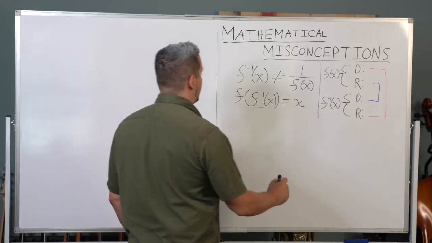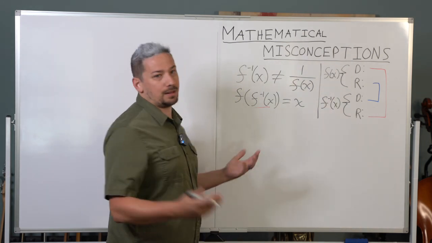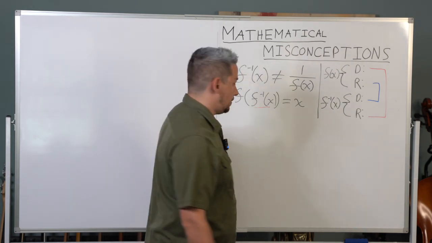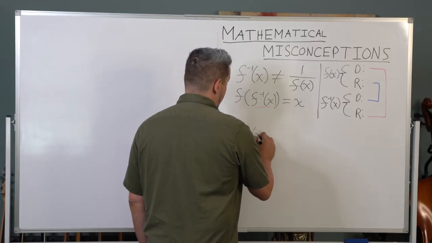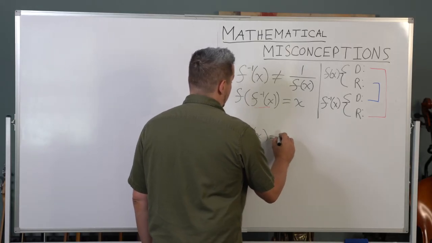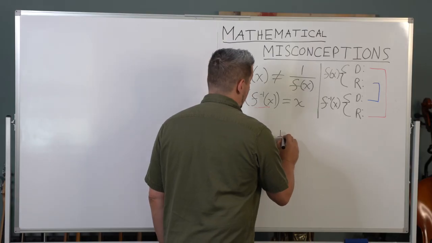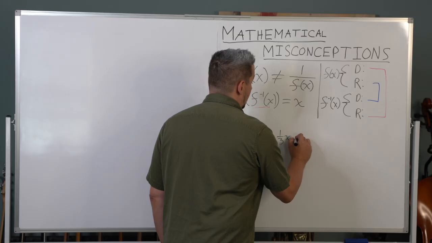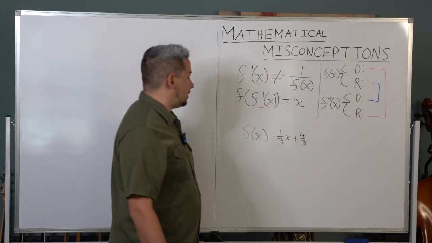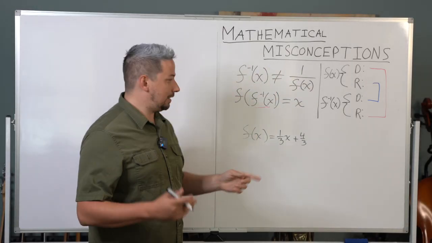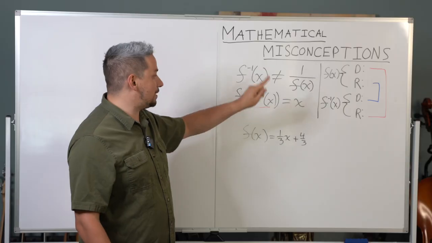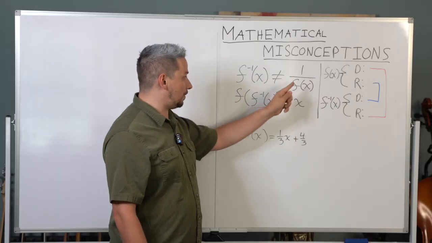Let's go ahead and first define a function. We're going to stick with a linear function today because linear functions are pretty easy to work with. Let's say that we have something such that f of x is equal to 1/3 x plus, let's say, 4/3.